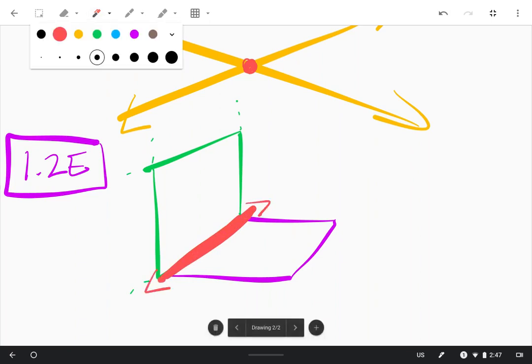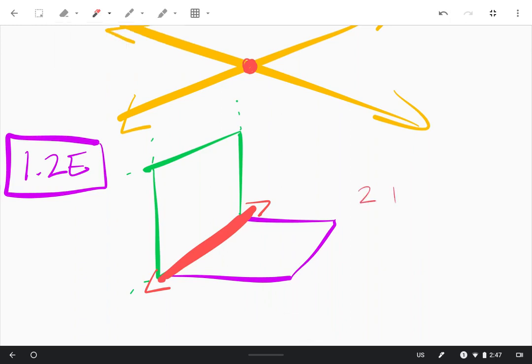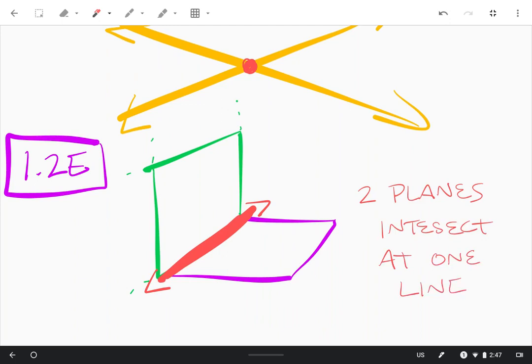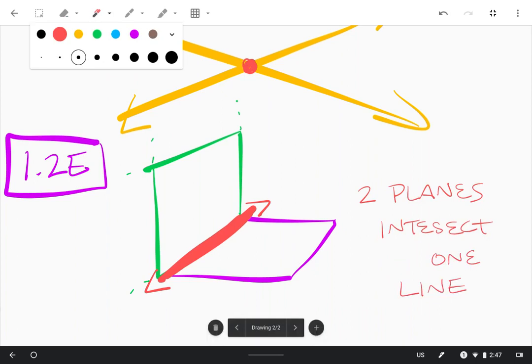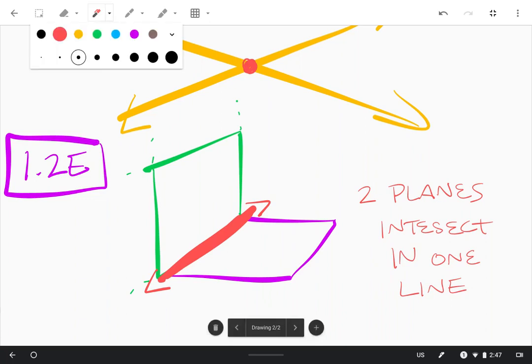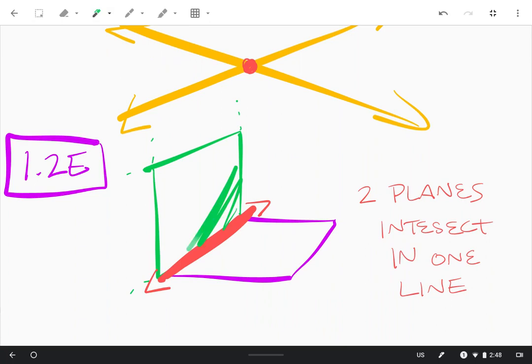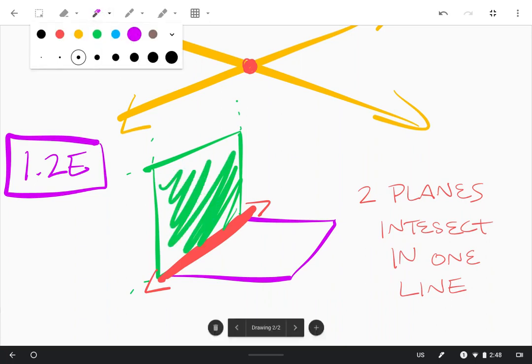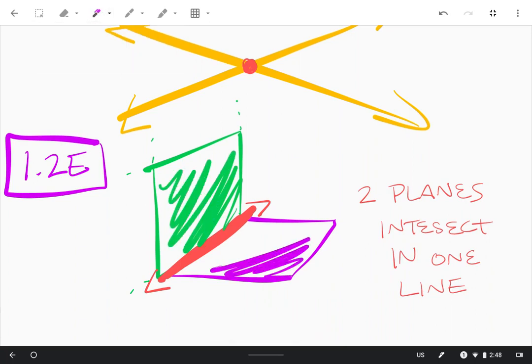And so we say, when we talk about this in geometry, that two planes intersect at one line. So that line in red would be the intersection between the green plane right here and the purple plane down here. They intersect at that red line.